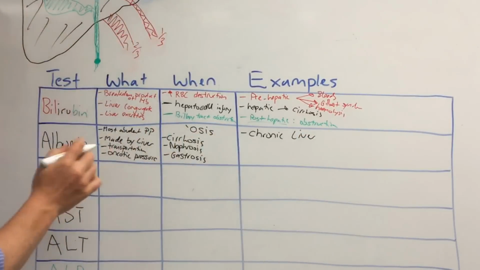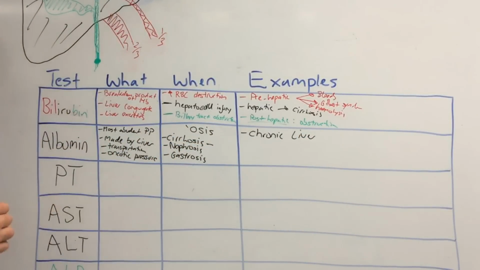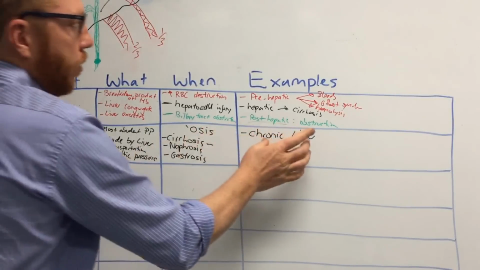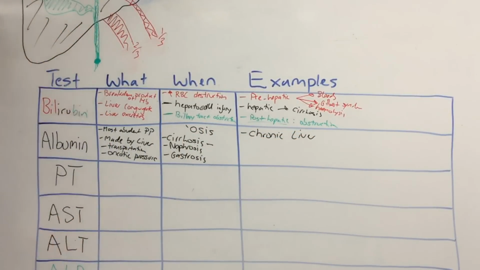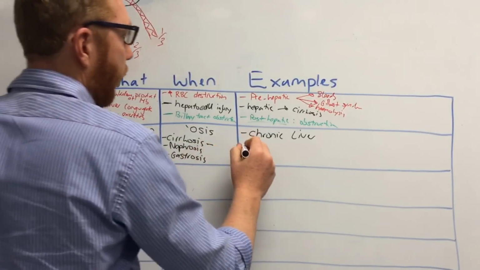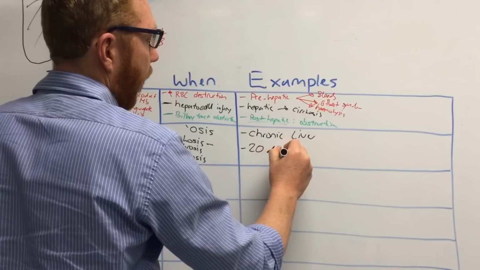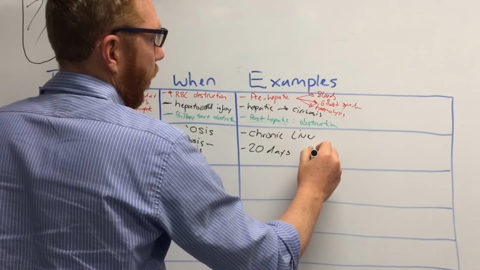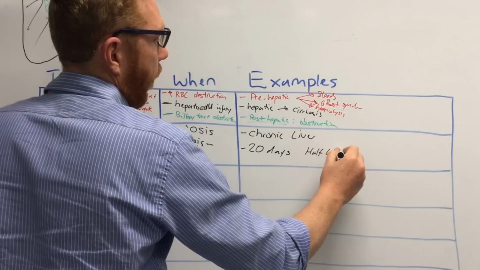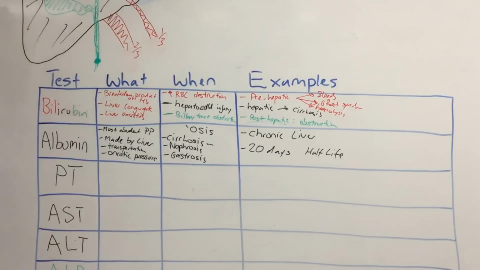Now with albumin, it is most sensitive with chronic liver conditions. When we're specific to, say, cirrhosis, liver conditions affecting the albumin levels are most specific to chronic liver injuries, not so much acute onsets. That's because albumin has about a 20-day half-life to get rid of it out of the blood. So it's really the more long-standing liver diseases where this albumin test is going to be more sensitive.